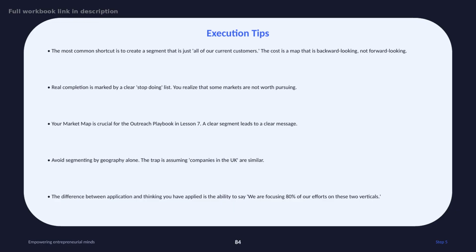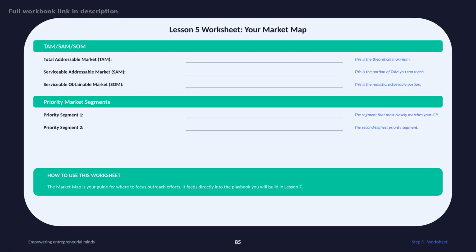Watch for the trap of segmenting by geography alone. Companies in the UK assumes a similarity that often isn't there. And the real test of application. Can you say, plainly, we're putting 80% of our effort into these 2 verticals? Pause here and open the Lesson 5 worksheet.